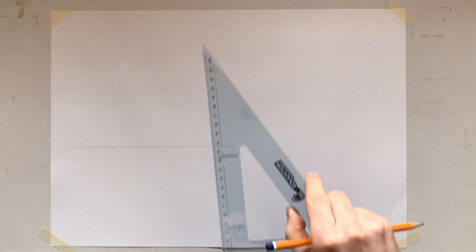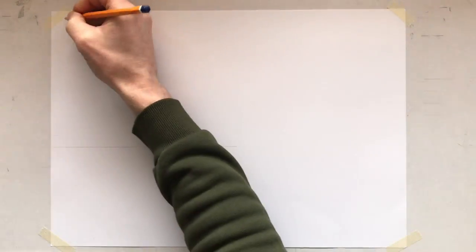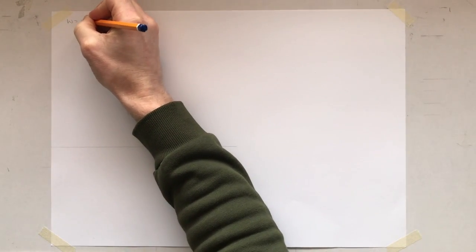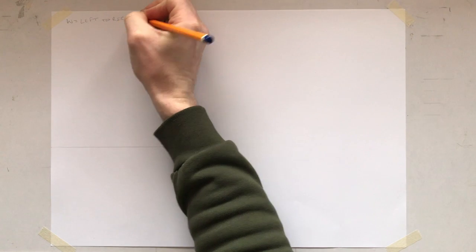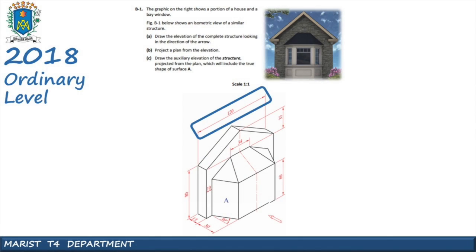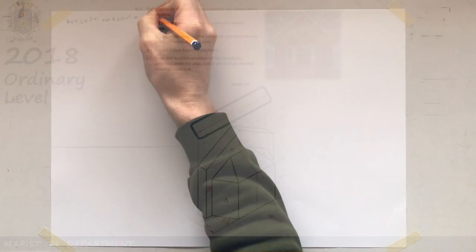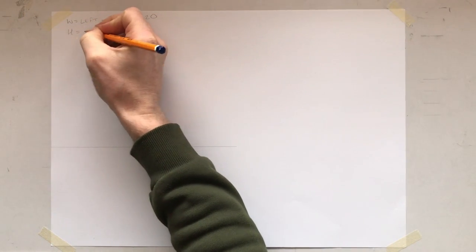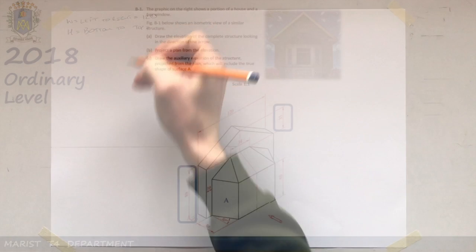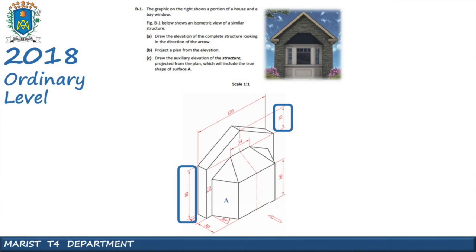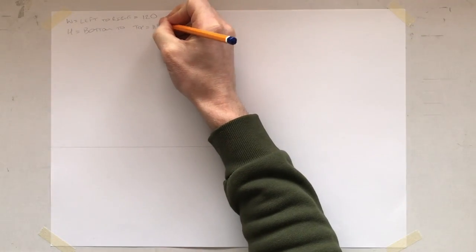I'm going to mark off my elevation, and the first job I need to do is find out what the key measurements are. My width measurement is the measurement from the very left to the very right. If we look at the question, at the very top it is 120 from left to right. The next one is the height, the measurement from the very bottom to the very top. Looking at our question, we've got a measurement of 80 to the left, and then a 35 measurement towards the right. So that gives us an overall height of 115.